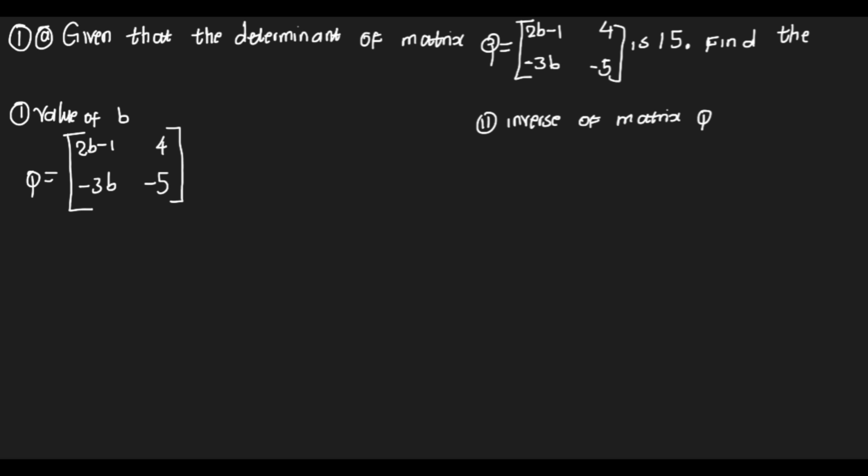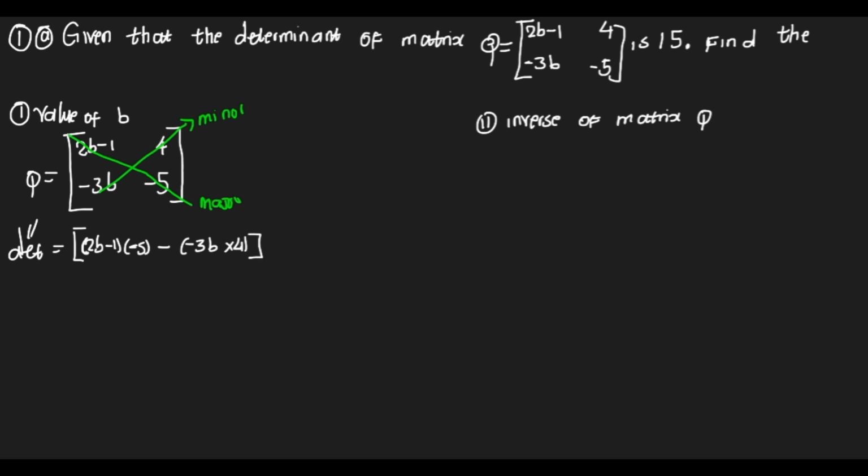So the first step, if you have a letter that you are asked to find the value of, you first need to identify the major diagonal. So in our case, this is our major diagonal, then this is our minor diagonal. So now after identifying the major diagonal, let's look at the formula. Determinant is equal to, we need to multiply the entries from the major diagonal, which is 2b minus 1 times the negative 5, then minus negative 3b times the 4, then we cross.